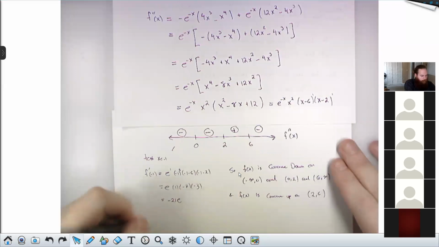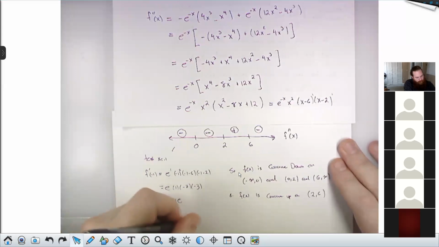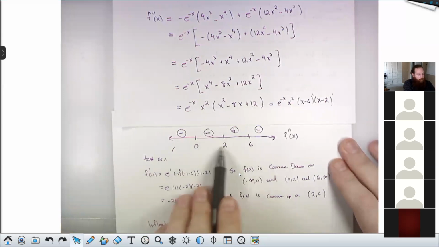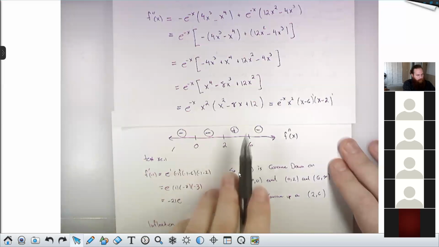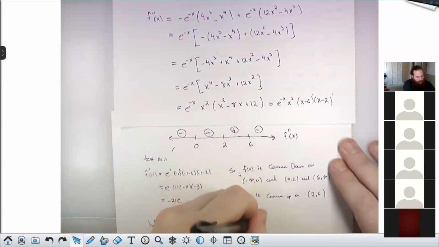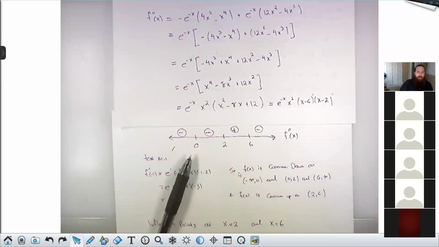And then finally, we have inflection points. At what x values? Well, at 2, we go from being concave up to concave down. And at 6, we go from being concave up to concave down. 0 is not an inflection point because my concavity didn't change there. I was concave down to the left of 0 and I'm concave down to the right of 0. So 0 is not an inflection point.